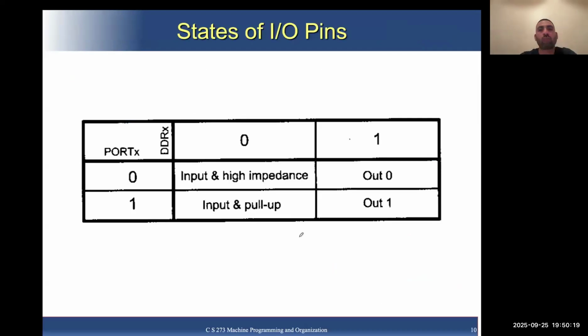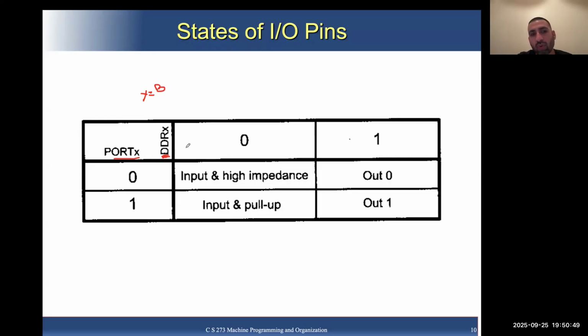Okay, so based on our discussion so far, any pin of a port on the microcontroller can be in one of four states, depending upon the values you have placed in the DDRx register and the PORTx register. Let's say, in place of x, I am using B, to keep our discussion more concrete. So DDRB and PORTB.